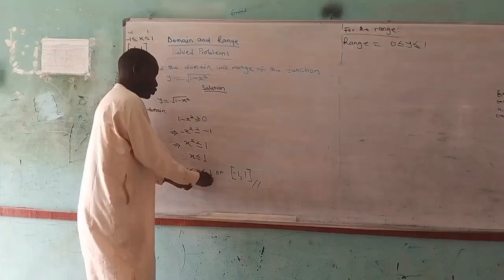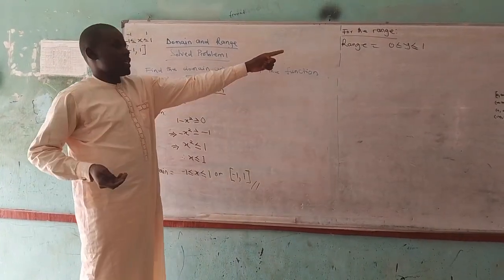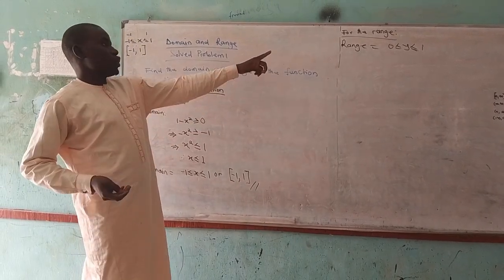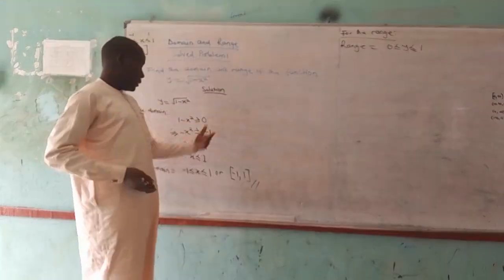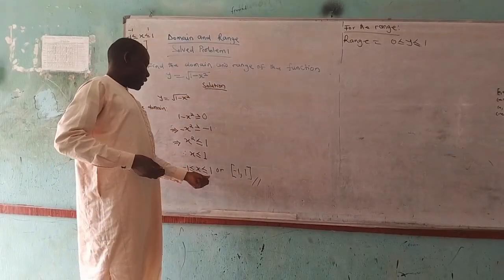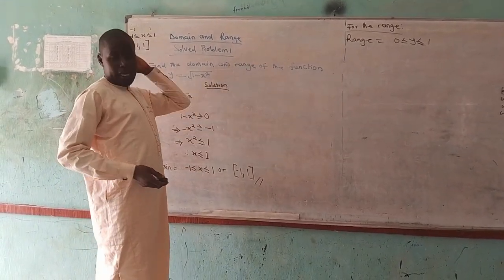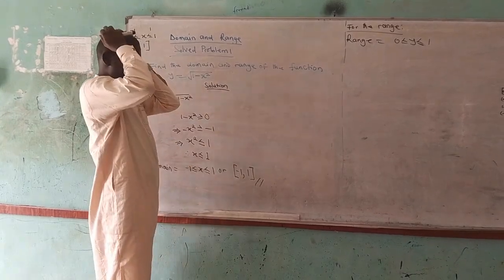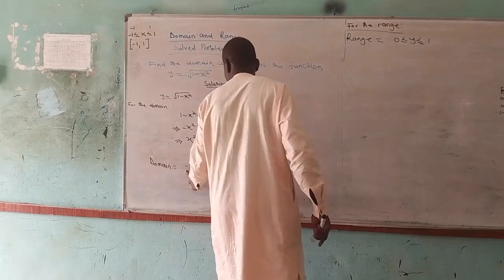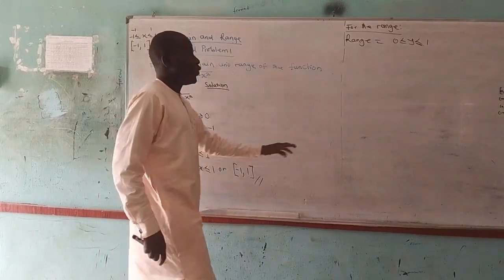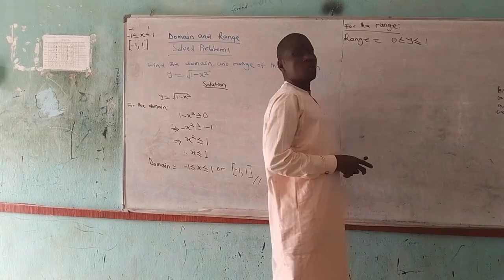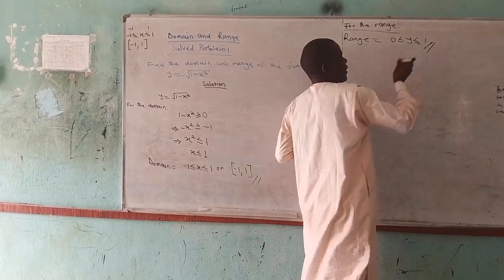When x is minus 1, you get y equal to 0, as we demonstrated here. When x is equal to 0, y is equal to 1. When x is equal to 1, y will be equal to 0. So the corresponding values of y, for which x ranges from minus 1 to 1, are 0 to 1. Understand? From 0 to 1. So, thank you very much.